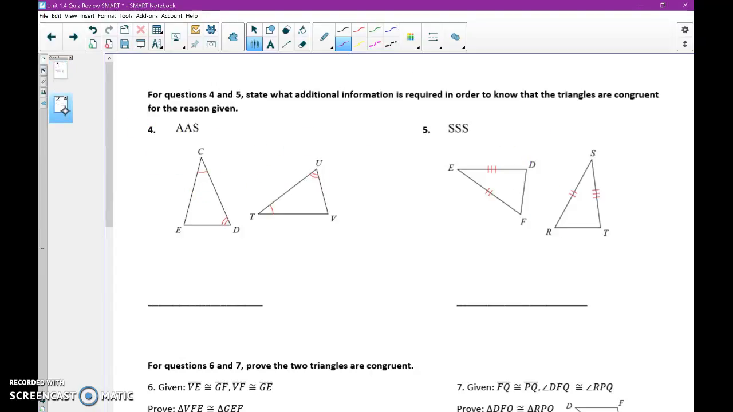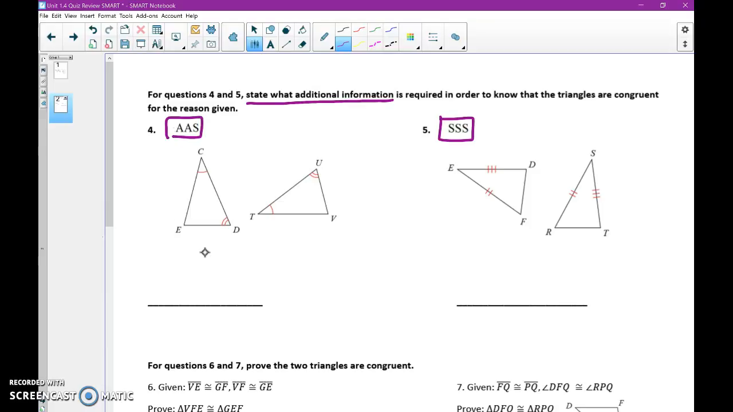All right, on the back here now, this is stuff that we've talked about, but we haven't explicitly done a question like this, so let me explain what it's trying to ask you. It says, state what additional information is required in order to know that the triangles are congruent for the reason given. The reason given is AAS and SSS. Well, what does AAS stand for? It stands for angle, angle, side.